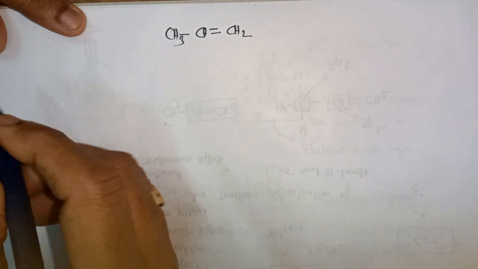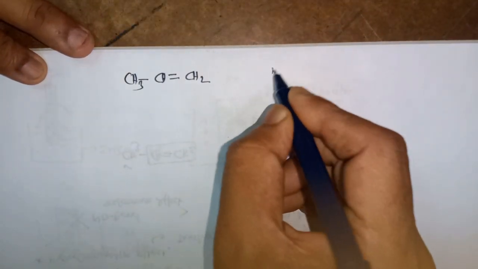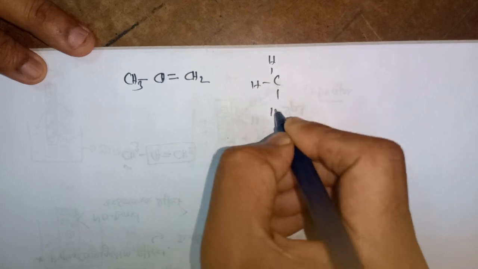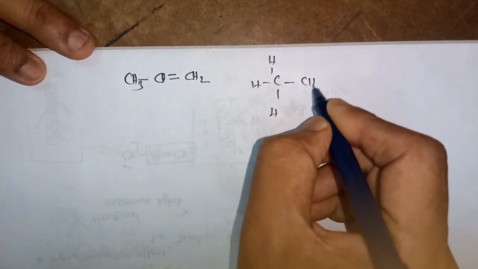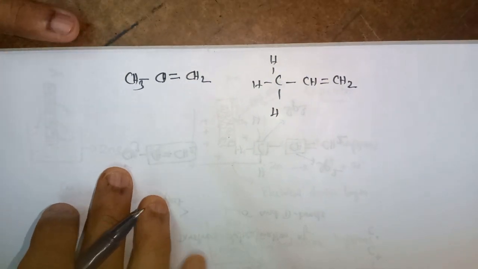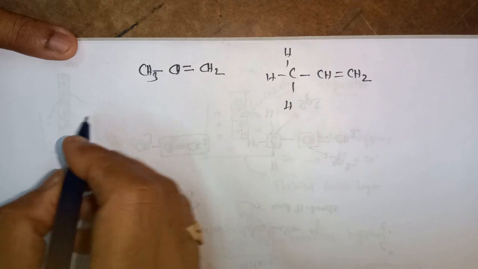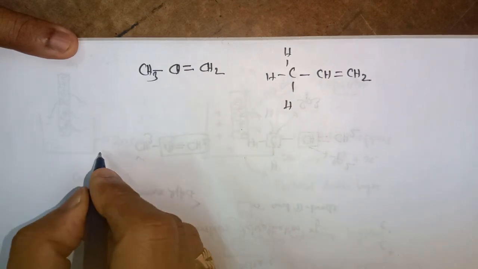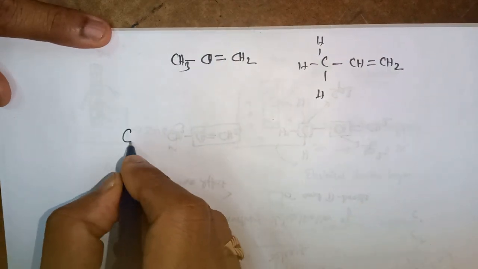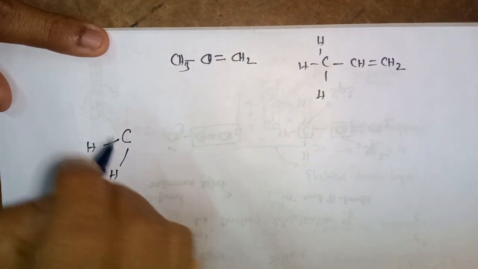For my convenience, again I write this as H, H, H. Here it is C, H, with a double bond to CH2. What is the hybridization in this case? Let me explain. I take this carbon, listen to me, this is the carbon, C. This side one hydrogen, this side one hydrogen.